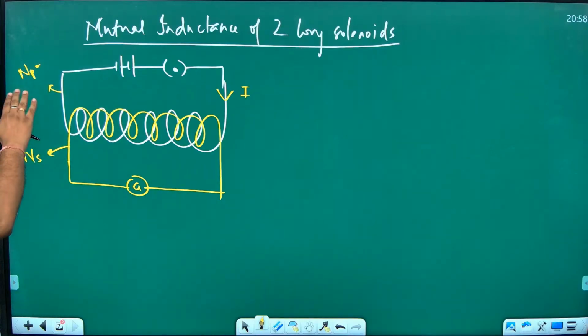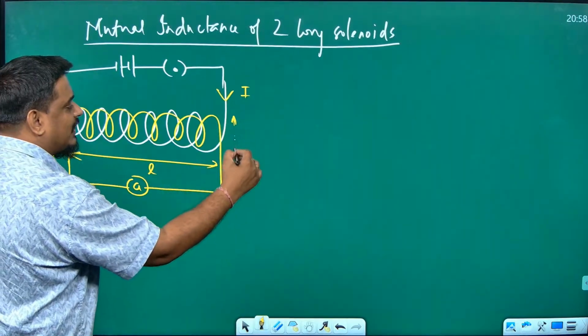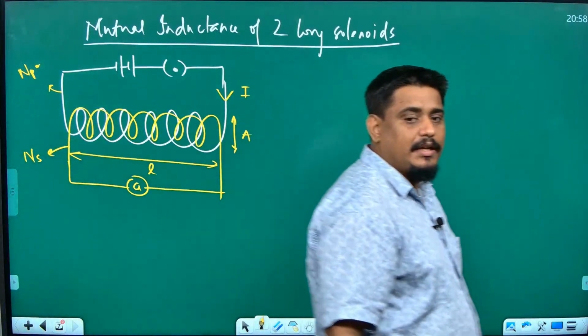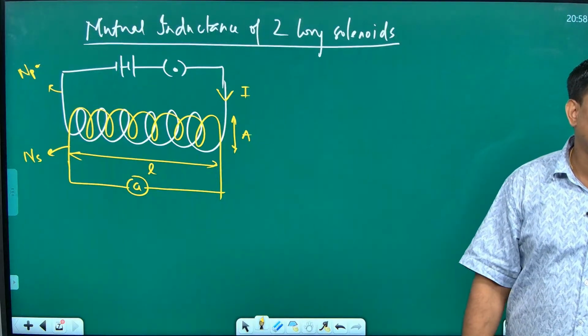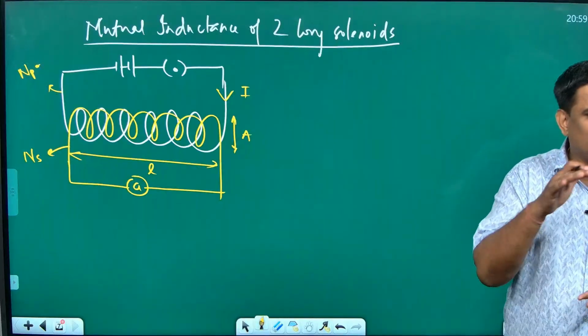So the number of turns in the primary coil I am taking as NP, and the number of turns in the secondary coil as NS. I am taking the length as L and the area of cross section as A for both. You may have a doubt: what if the area is not the same? What if the length is not the same? We will always take the common length and the common area.